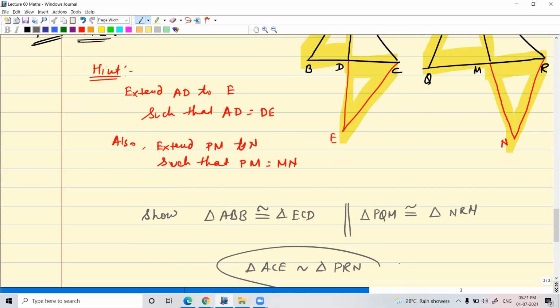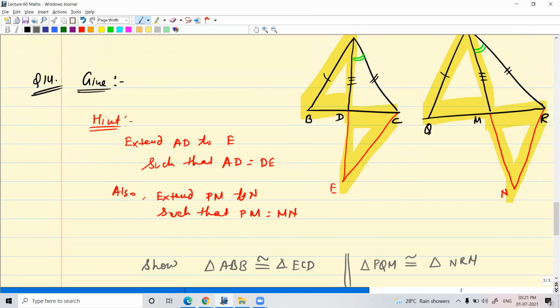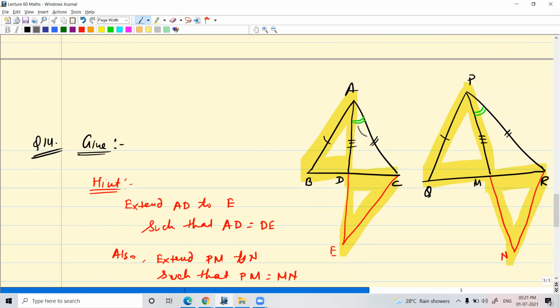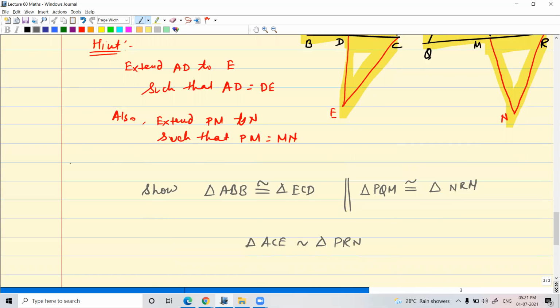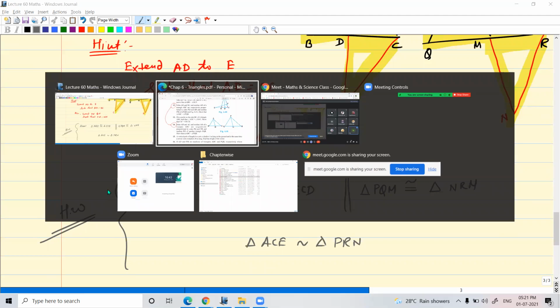Because once we are able to do this, then by CPST, what will happen? This angle over here will become equal to this angle. So these two things you have to try at home. And this one everyone has to try. I don't need any excuses from anyone. Everyone has to try this. All right, so let's stop here.